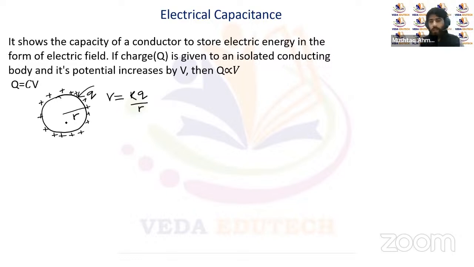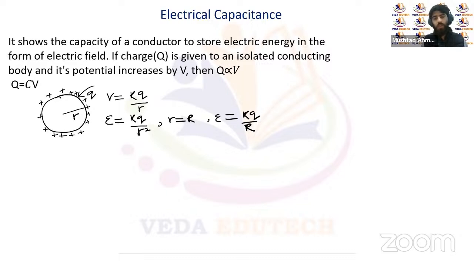So it means that the potential of this conductor depends upon the charge supplied to its surface. Greater the charge supplied to the conductor, greater will be the potential on its surface. And the electric field due to this conductor will be equal to kQ over r square, and near the surface of this conductor, the electric field will be kQ upon capital R. So greater the charge supplied, greater will be the potential.